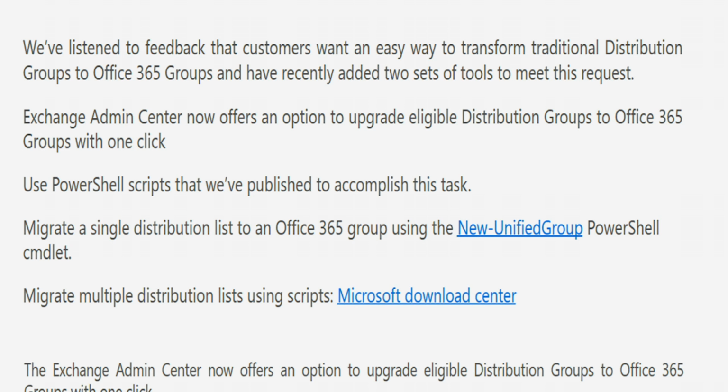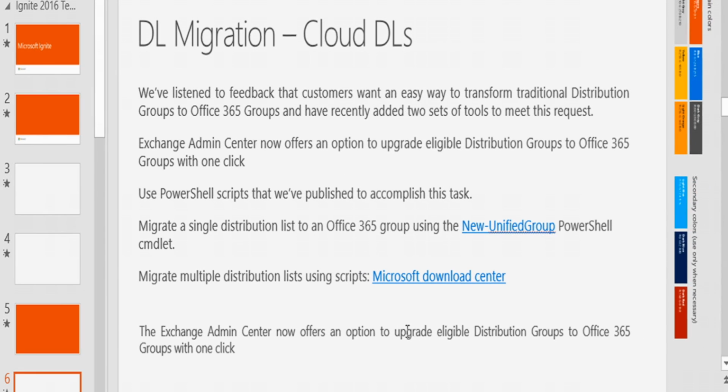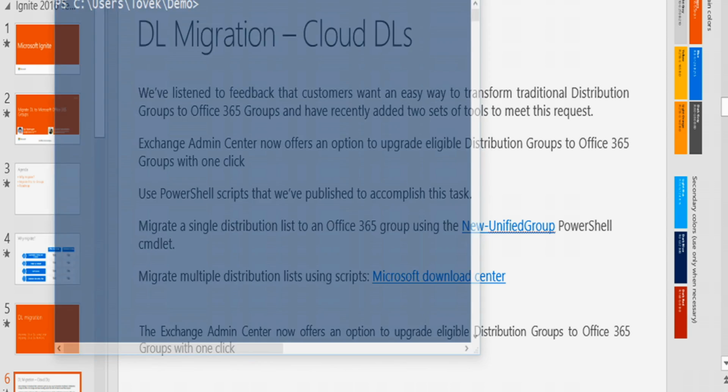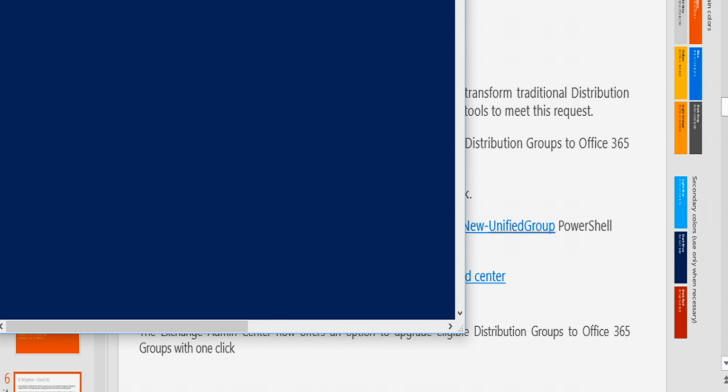So Lovely will now walk us through the demo. We'll go into PowerShell. We'll also walk you through the hybrid environment. This script that we are talking about is only for migrating your cloud DLs, and the Exchange Admin Center option is also for migrating cloud DLs only. For hybrid, we have a different tool, which we'll talk about.